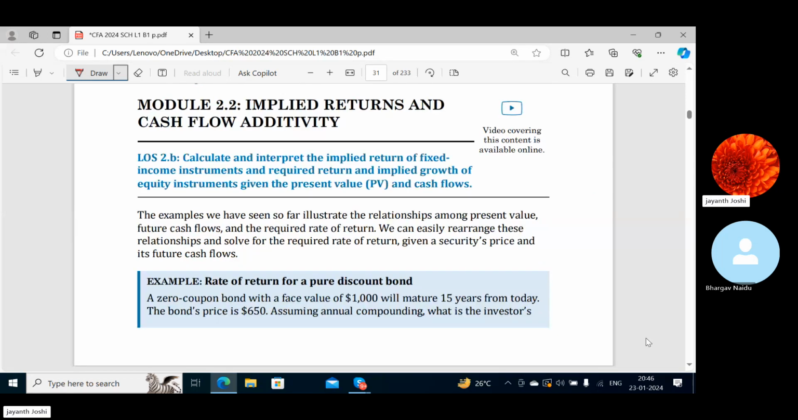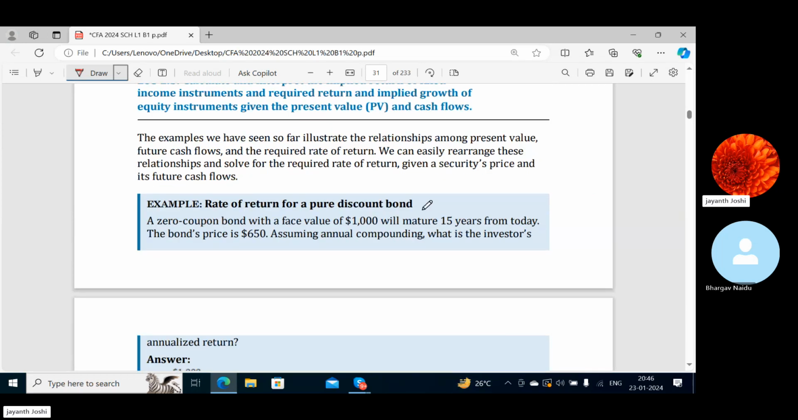Implied returns and cash flow additivity. So let's go for this. Rate of return for a pure discount bond. Discount bonds are always issued at discount and redeemed at par or face value. A zero coupon bond is the best example of a discount bond. Its face value is $1,000 that will be repaid at the end of the 15th year from today. You are purchasing the bond for 650 today.